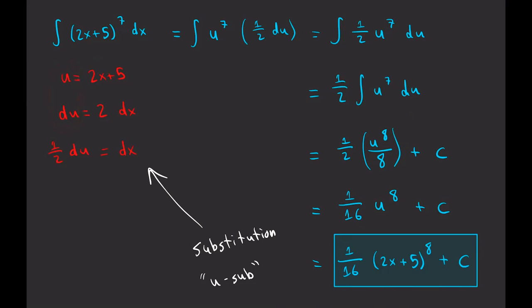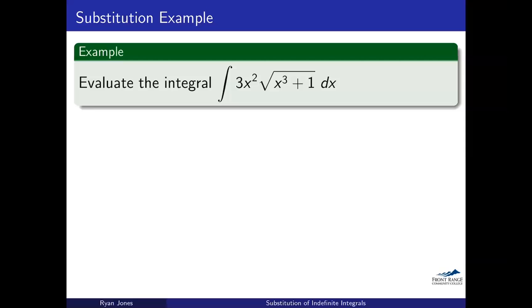So let's take a look here. We're going to now look at this example, and this integral looks a lot more complicated than anything that we've ever done. So I have the integral of 3x squared multiplied by the square root of x cubed plus 1 dx. So let's go ahead and bring this onto a new page here.